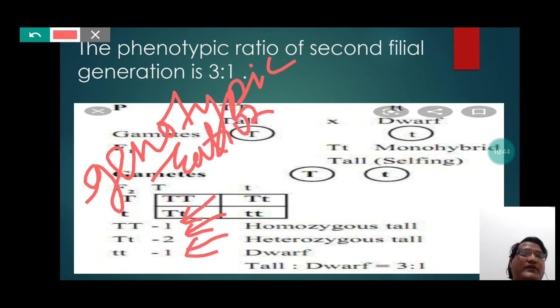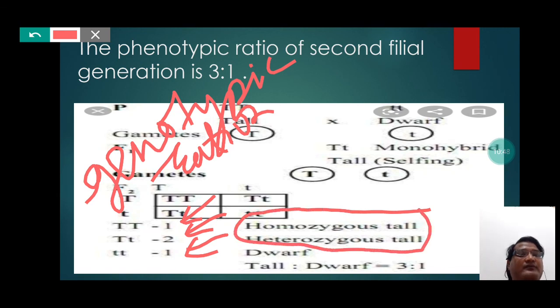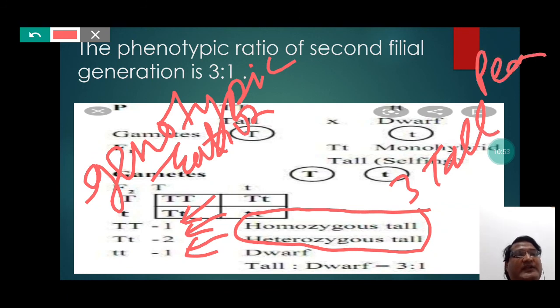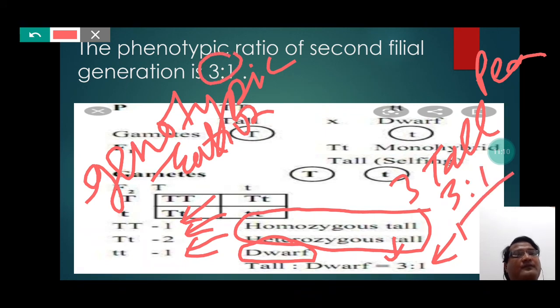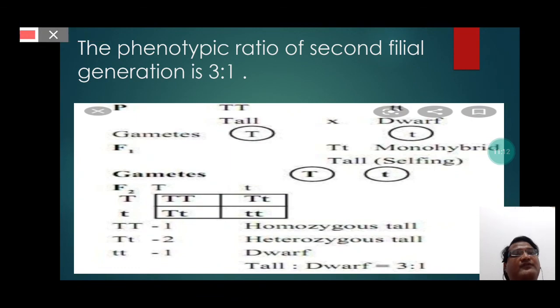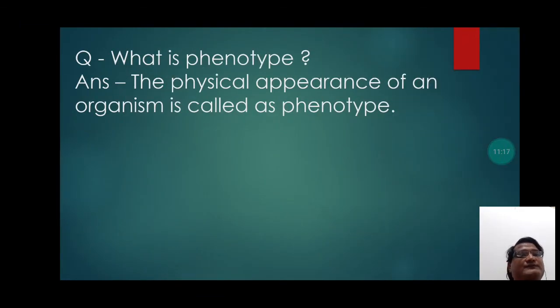Whereas students, here in total you can find that there are 3 tall pea plants, so that is why 3 has been used, and students, 1 you can find pure dwarf, that is why 1 has been used. So it becomes a 3 is to 1 ratio, which is the phenotypic ratio obtained in the monohybrid cross.